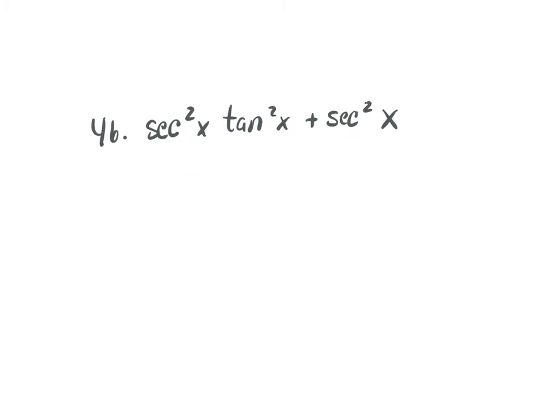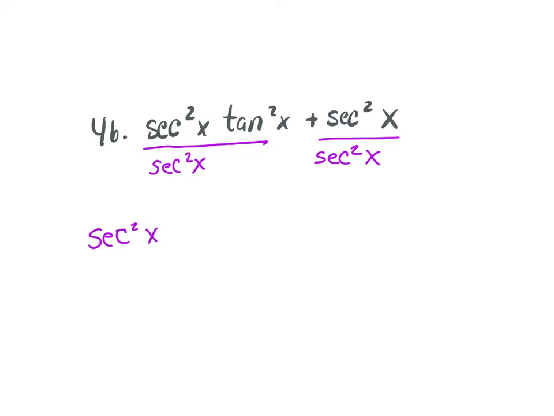If I look at number 46, it has secant squared times tangent squared plus secant squared. Before you do anything, since it says factor, let's factor. What does each term have in common? They both have a secant squared x, don't they? So in algebra, we would just divide out what they have in common and bring it out in front. So let's do that. I'd write out here, that's my greatest common factor, my GCF.